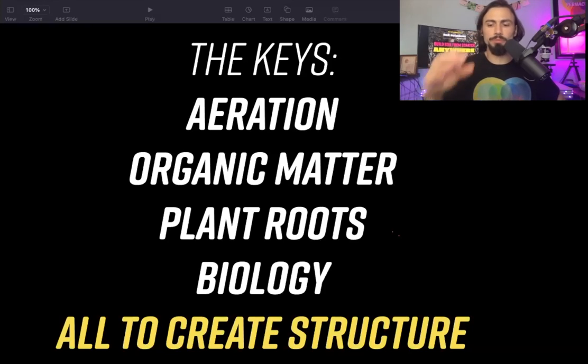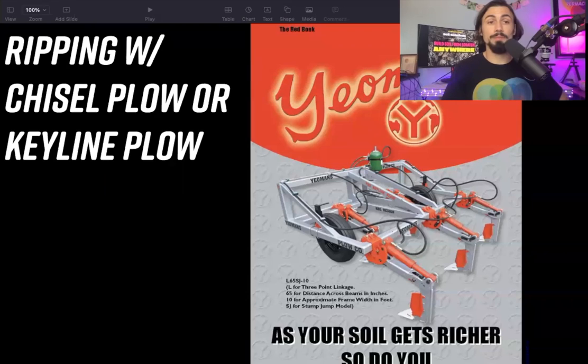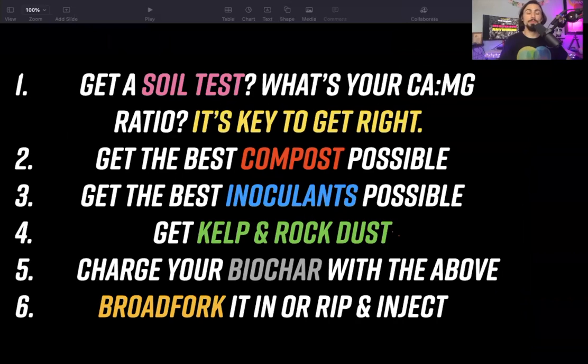We're pancake, we're pure minerals here. And it's broad forking if you're on the small scale to break that up, or ripping, chisel plowing, keyline if you're on the bigger scale, if you're on a farm or a ranch, something like that. And you might really need to get tough with it because it might be caliche, it might be all sorts of things. But to get in there is key. To break it up is key. Understanding what the imbalances are is also really key. So get a soil test. If your calcium, magnesium levels are off, you can create concrete. That's what happened to certain famous people. So it's key to get this right.